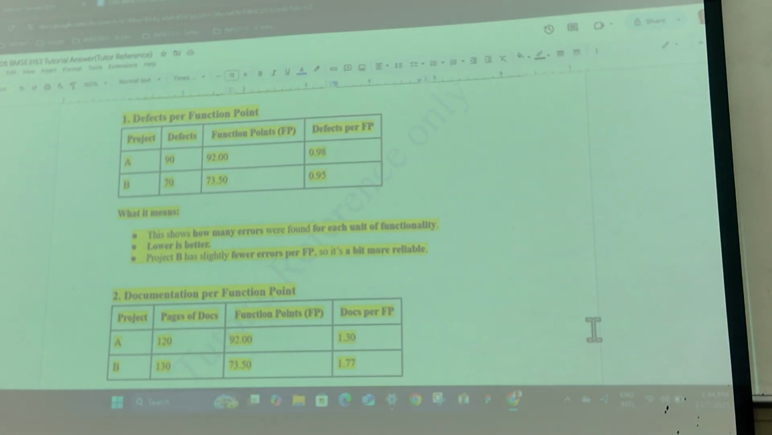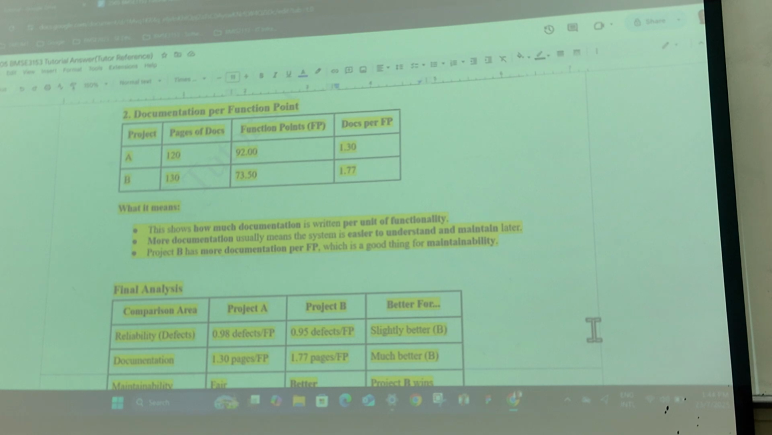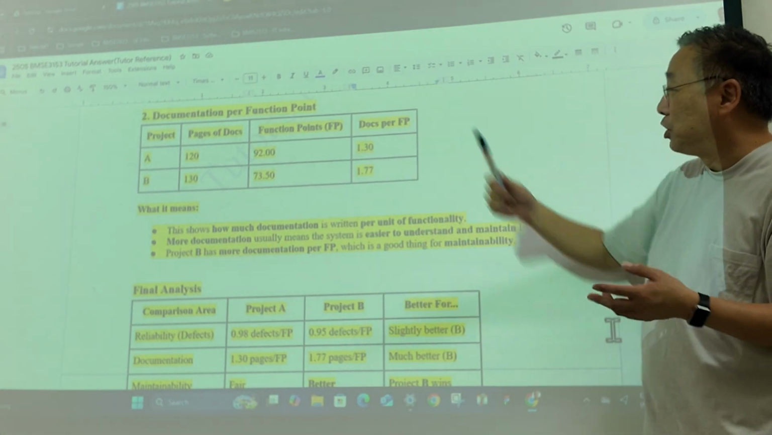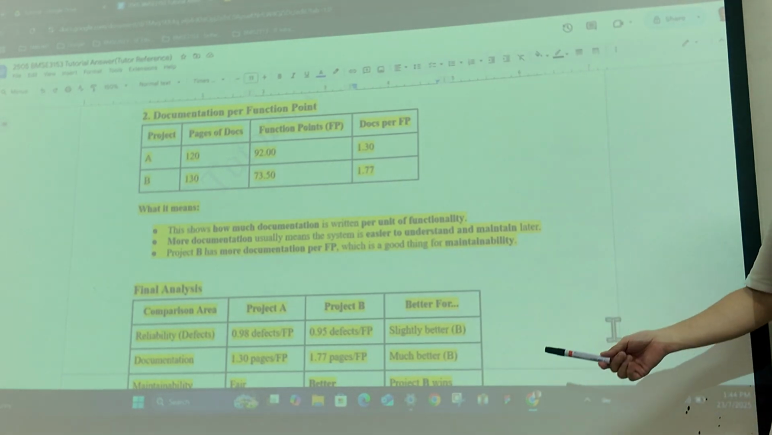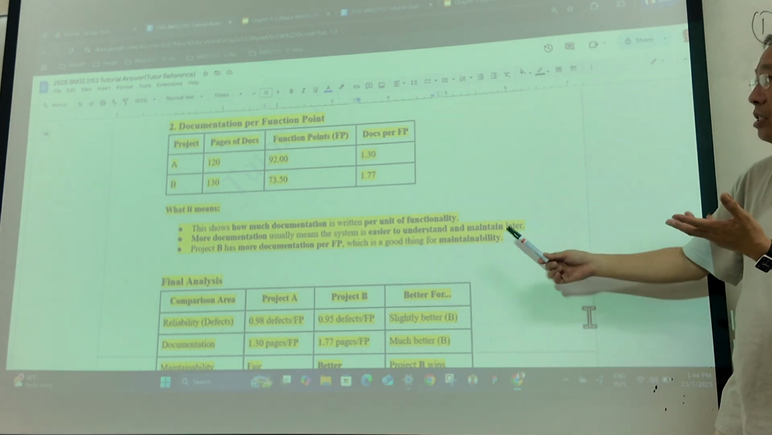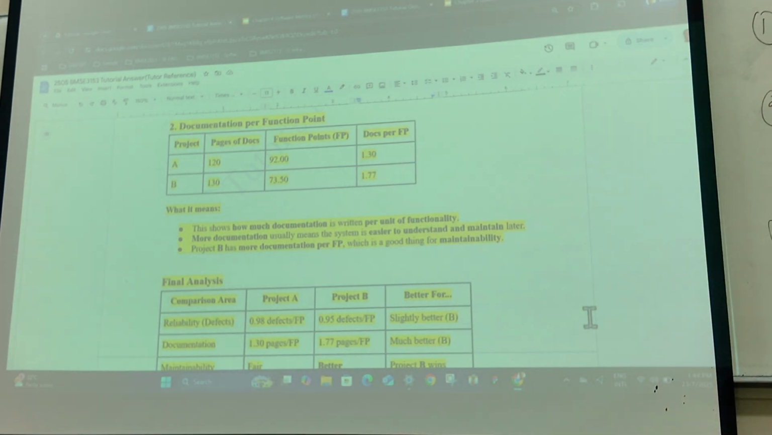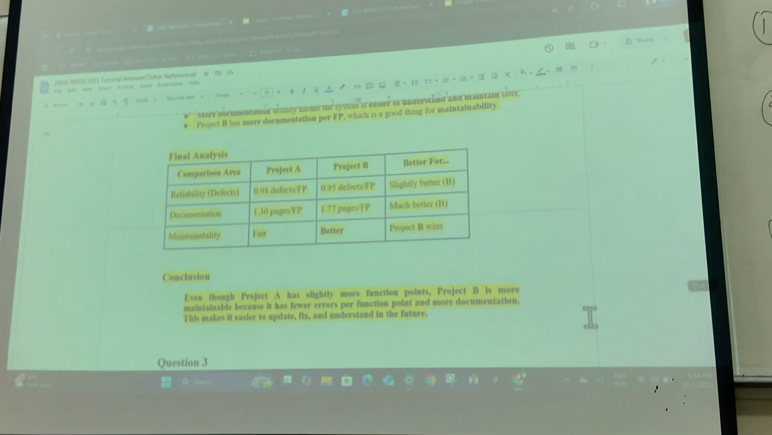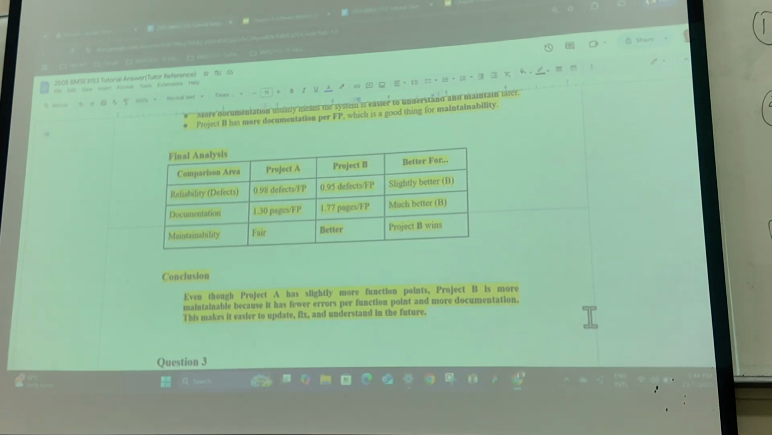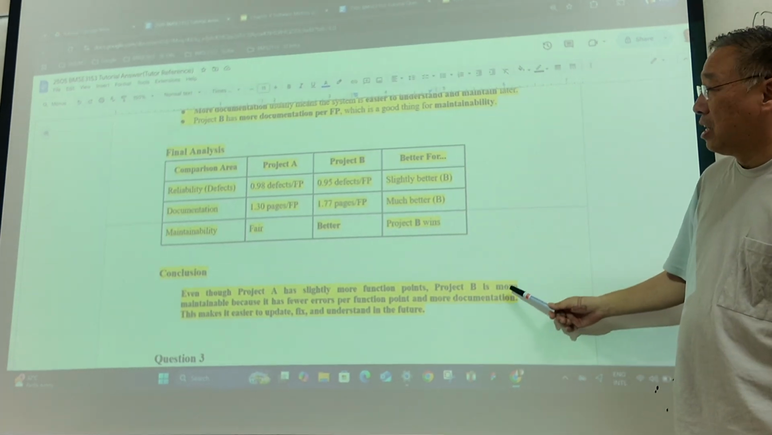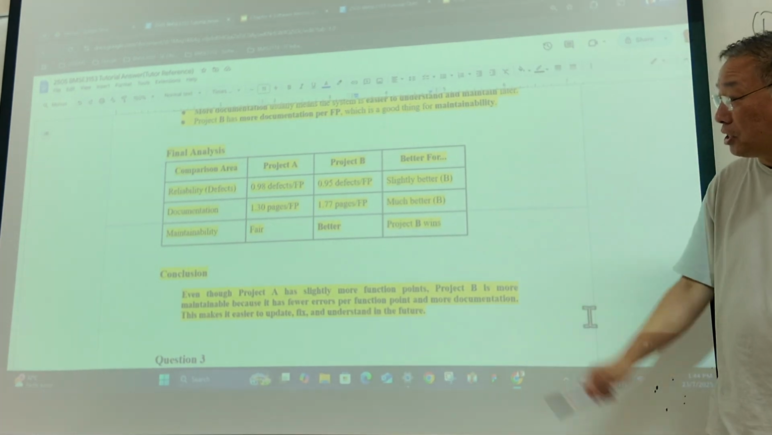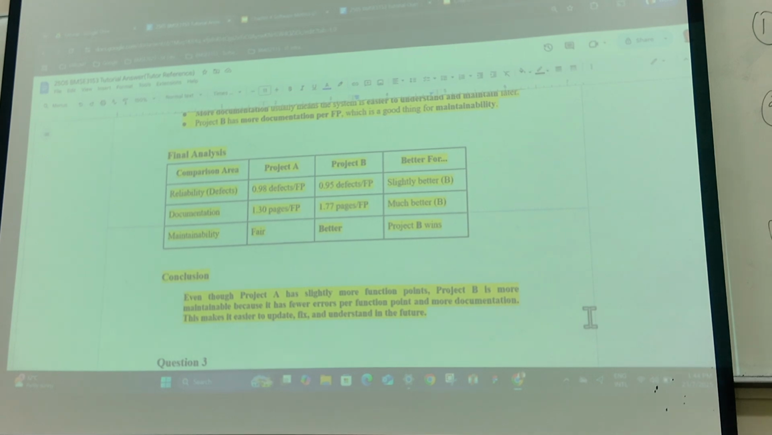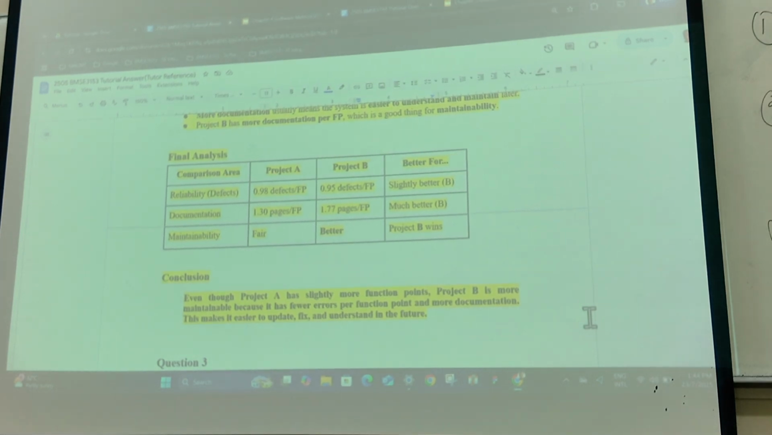Then the documentation also implies how easy it is to maintain, per function. More documentation means the system is easier to understand and maintain. So if it's easier to understand and maintain, it's a better quality system, right? So that's how you get it. So the final analysis, which is what you saw just now, is this. Then the conclusion, we saw it just now, right? Project B is better quality, easier to maintain, because it has fewer errors per function point and more documentation. So because of that, it's easier to fix, easier to maintain, and easier to understand when new developers come to join my team. This project is better to understand.